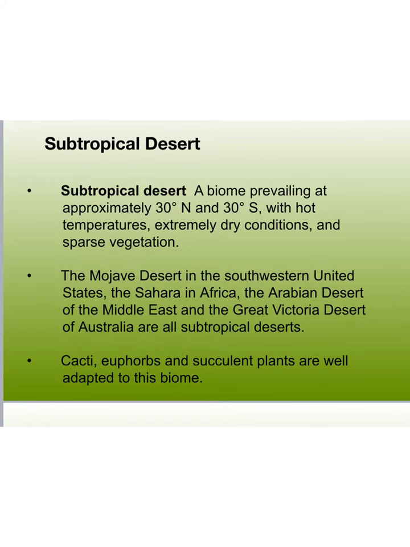The subtropical desert is very defined. Hot temperatures, extremely dry conditions, very sparse vegetation. This is what all the pictures on National Geographic show as a desert. You're looking at the Mojave Desert, things that should sound very familiar to you. The Great Victoria Desert of Australia, or the Sahara. So this is where you're going to find those cactus and euphorbs that we talked about earlier, these really succulent plants that have special adaptations to hold on to water.